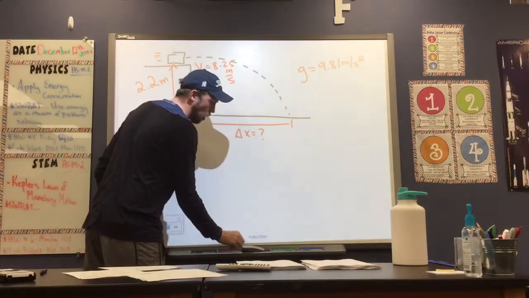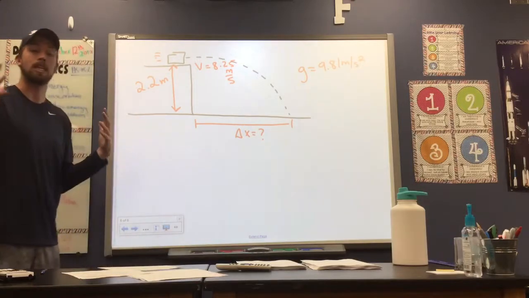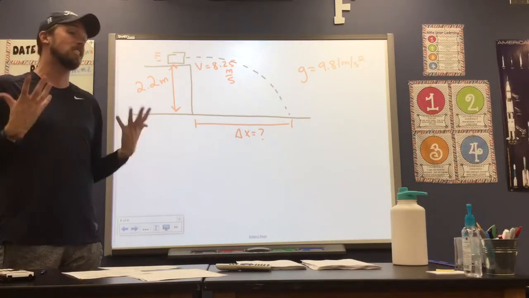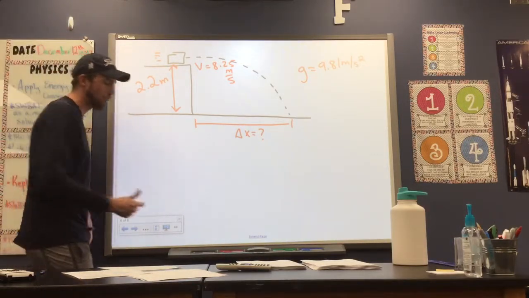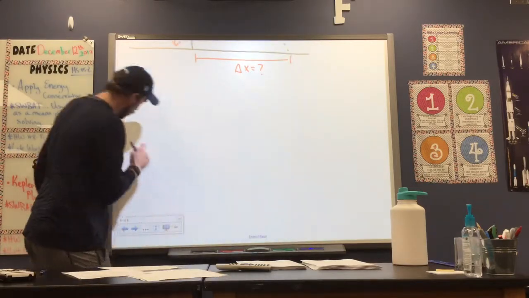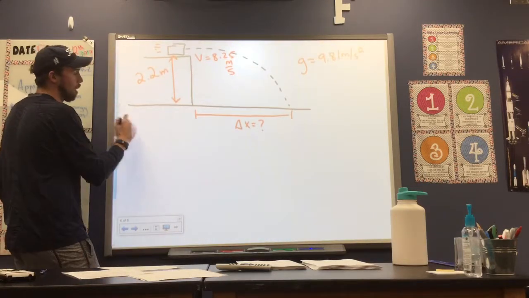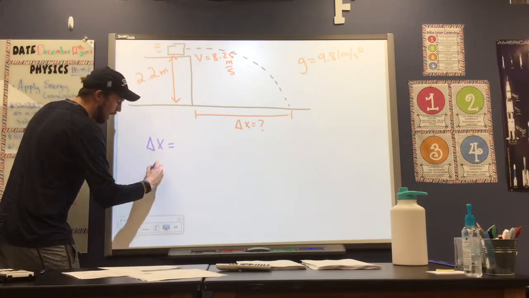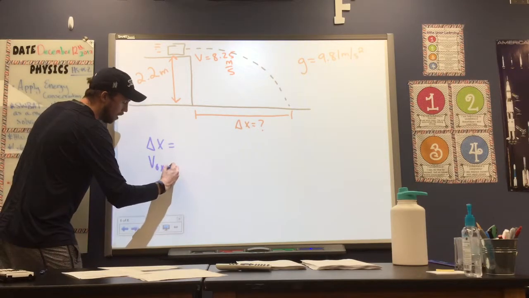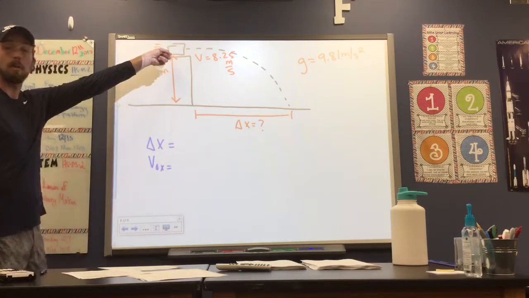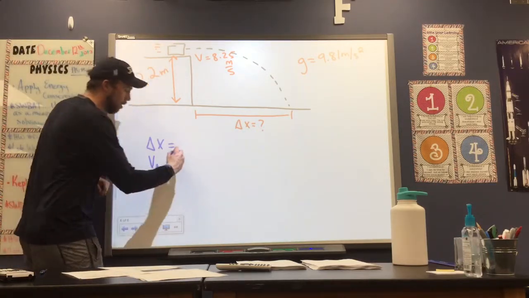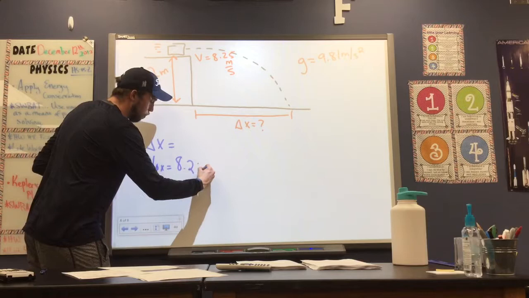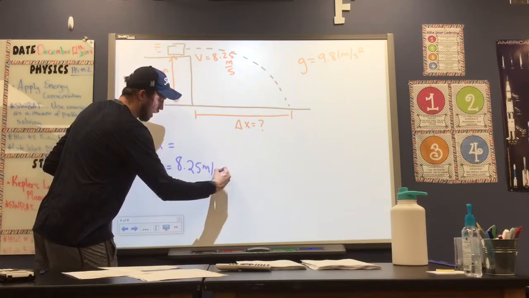So, what we're going to do is approach this like a kinematics problem. We're going to list out our variables and see if we have enough information to find delta x. So, we'll list some things out. In the x direction, we have delta x, which we do not know. We have a velocity value, initial velocity in the x, which coming off the cliff here, if you will, we're moving at a rate of 8.25 meters per second.